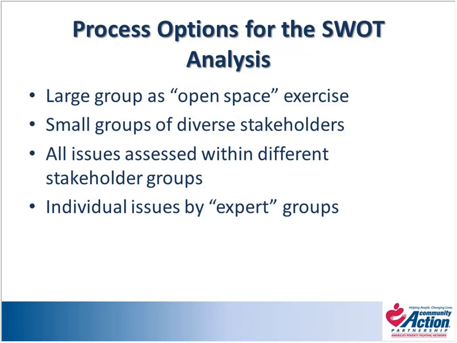So there are some different process options for the SWOT analysis. You can do a large group open space exercise. One idea for this is that you could gather a large group of staff, stakeholders, and board together and put flip chart paper around the room, and then allow people to have some individual time to write on sticky notes what the strengths, opportunities, weaknesses, and threats are. And then they can go and post those around the room, and then you do a large group discussion and see how the different thoughts merge across the room.